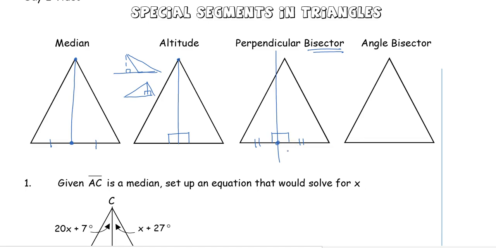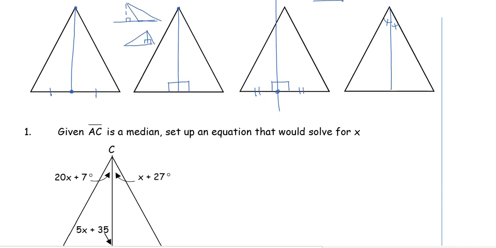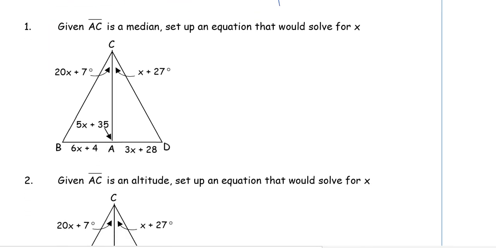Your angle bisector, we pay attention to this word angle, so it's going to deal with the angle. Since it's bisecting it, it's going to divide that angle into two congruent angles. So those are our four special segments that we're going to look at. Each of them give us properties that we can apply to solve in a given example.